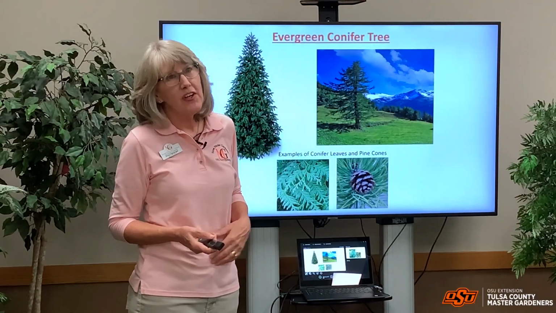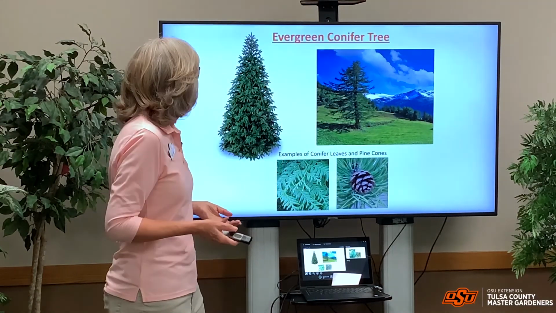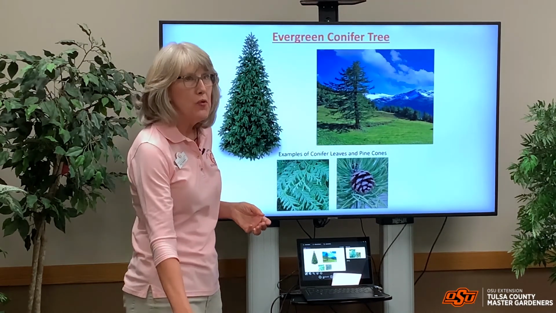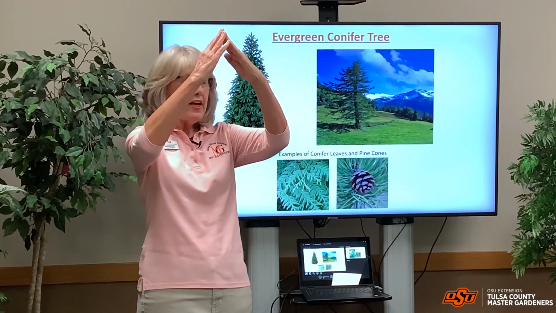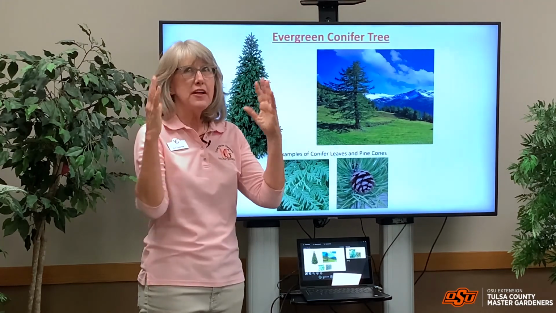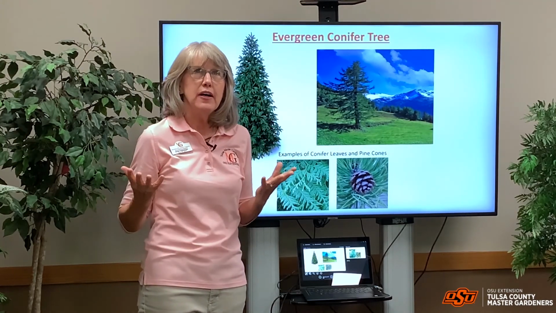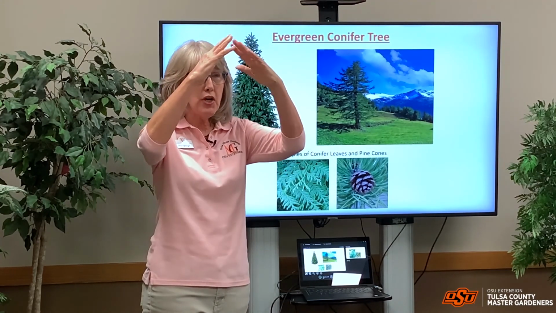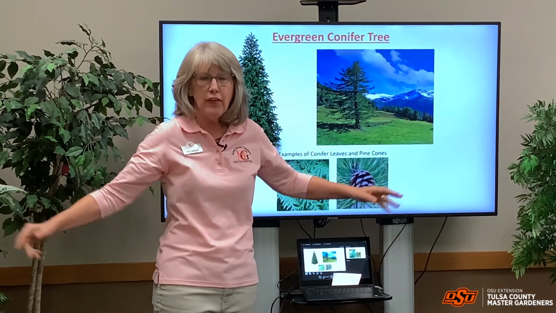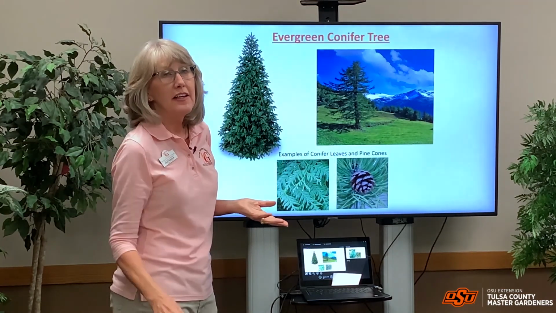Evergreen trees or conifer trees are another type of tree, and they're more triangular shape. And it's because a lot of them like to grow in cooler climates where there's snow, and so the snow can glide off the trees and not damage them.